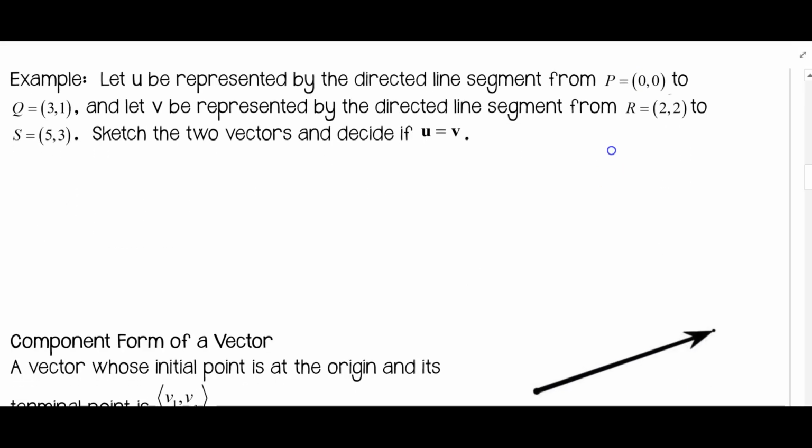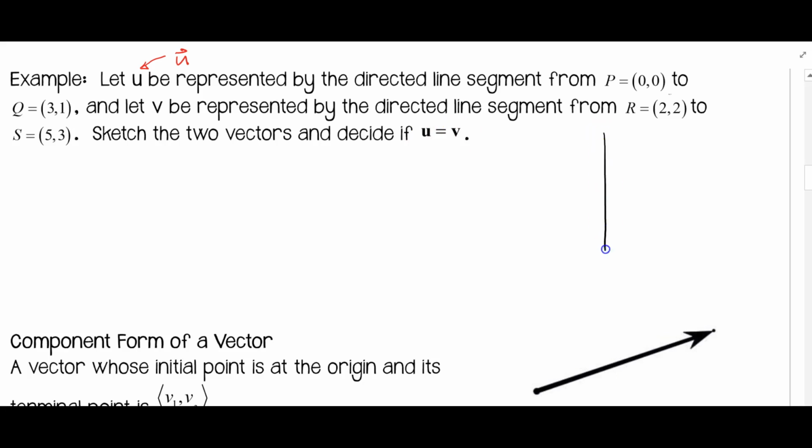So let's look at a quick example. We're going to let u be represented by the directed line segment from P, which is at 0, 0, to Q, which is at 3, 1, and let V be represented by the directed line segment from R at 2, 2 to S, which is at 5, 3. So sketch the two vectors and decide if U is equal to V. Now, when I write these vectors, I'm going to write them with that little half arrow on the top. But when they're typed, sometimes they'll just be written in bold.